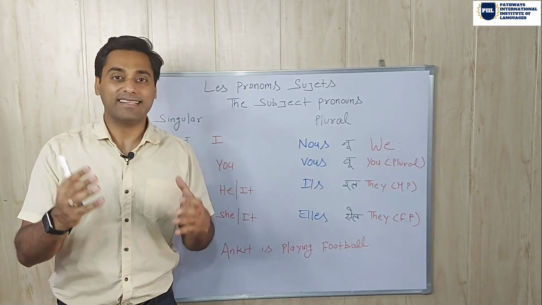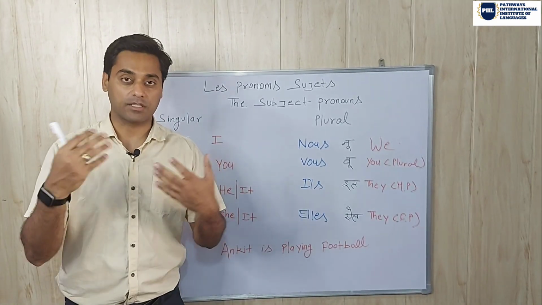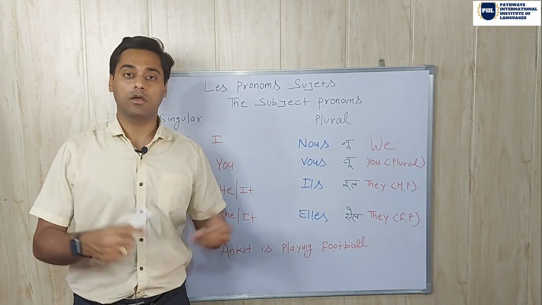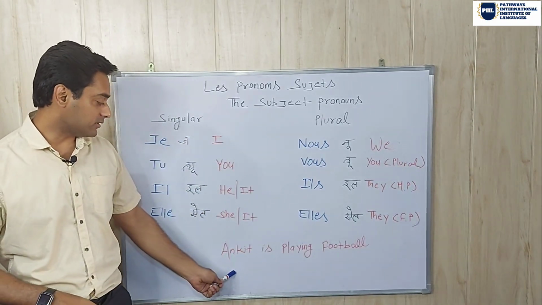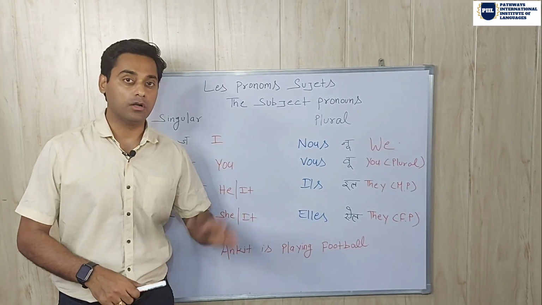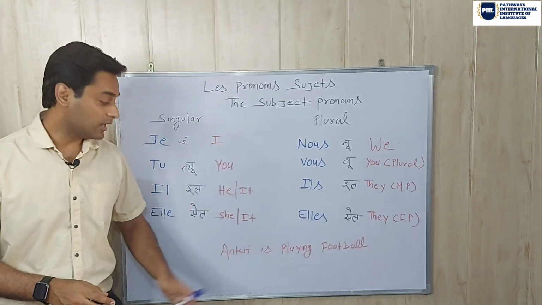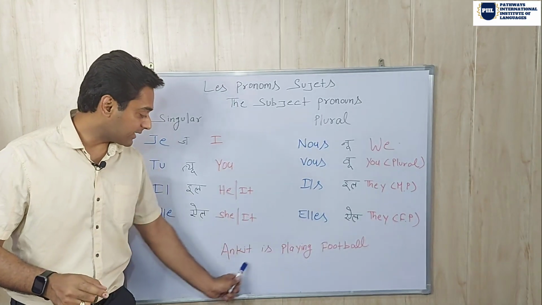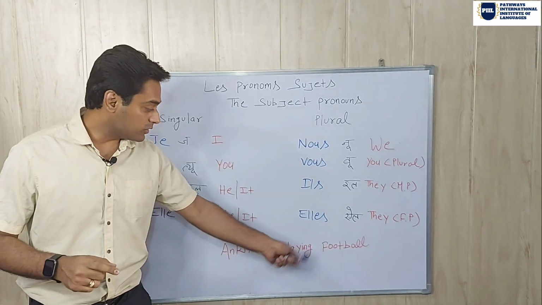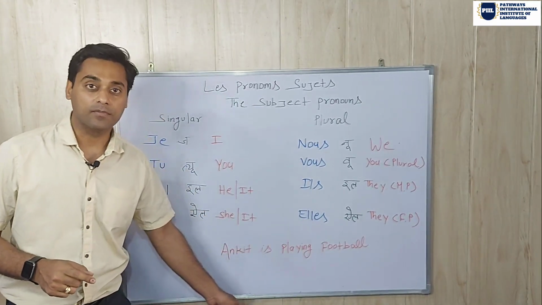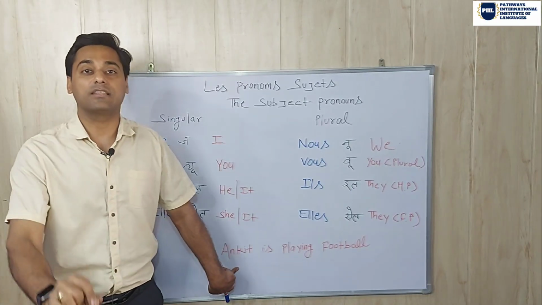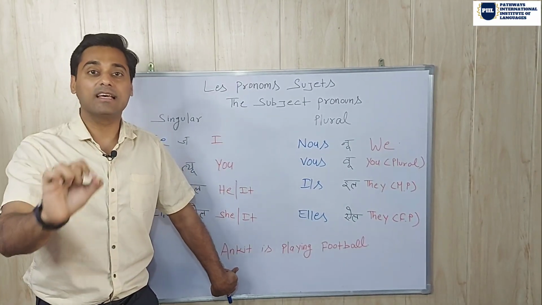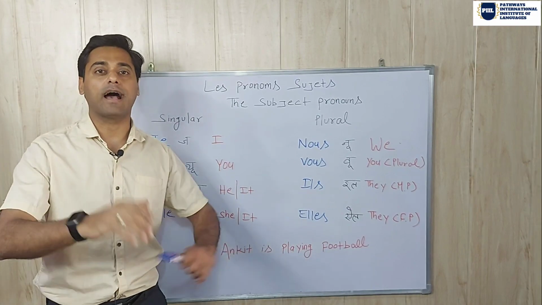So a subject is a doer of an action. For example, look at this sentence. Ankit is playing football. So here Ankit is a doer of an action. Ankit is a doer who is doing some action. So here Ankit is the subject who is doing some kind of action.